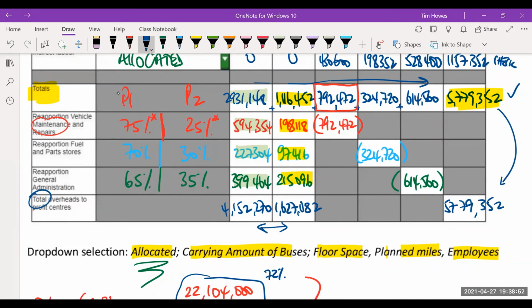5,779,352. That figure should end up there, because at the top there, it was spread between 5 centres. What we've done is taken 3 of the support centres and reapportioned it into the production centres. So we should have exactly the same total, 5,779,352. Boom. Great. And this will be the basis of task 4.